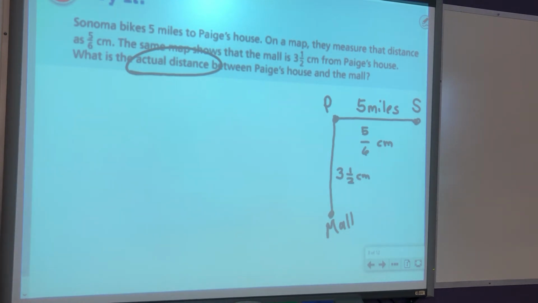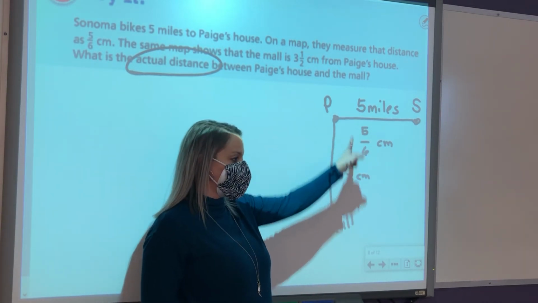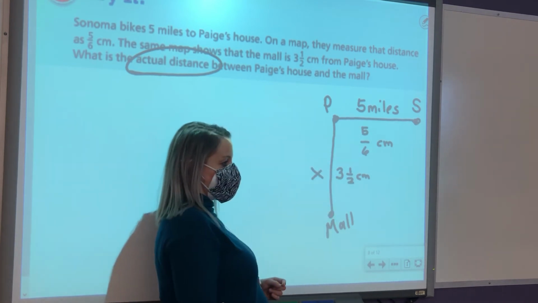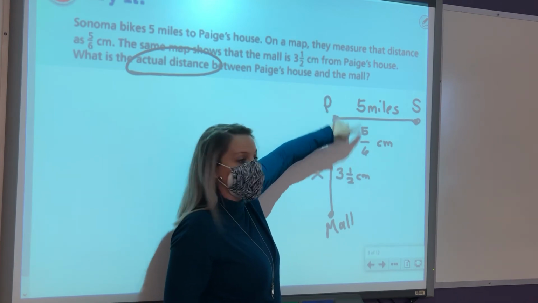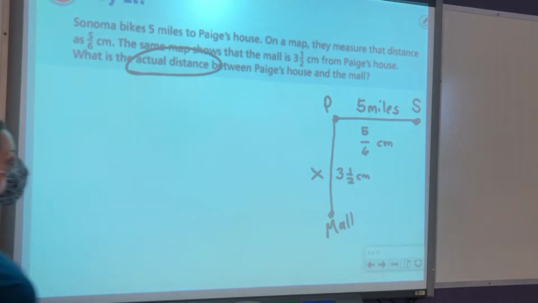So what does our first ratio look like? 3.5 over 5/6. Does 3.5 correspond with 5/6? No. Are they the same measurement? No, we don't know what this is. But we do know this actual distance here. So that's going to be our ratio. Wouldn't it be 5/6 over 5 then?